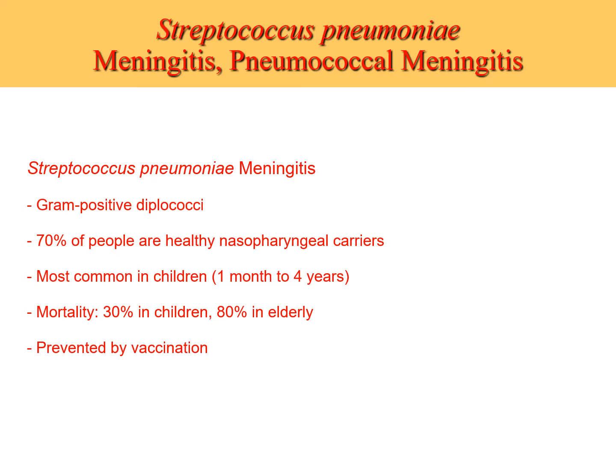Streptococcus pneumoniae is a gram-positive organism. About 70% of people are healthy carriers of this organism. They carry it, they don't have any disease process going on. It's carried in the nasopharynx, perfectly normal. The disease, pneumococcal meningitis, is most common in children between the ages of 1 month and 4 years, and the mortality can be quite high. It also has a very high mortality in elderly patients, but is well protected against by vaccination.